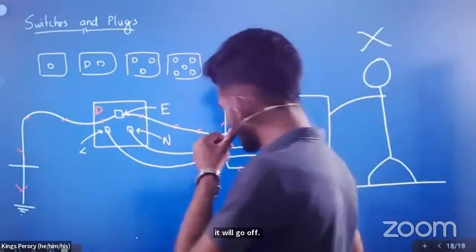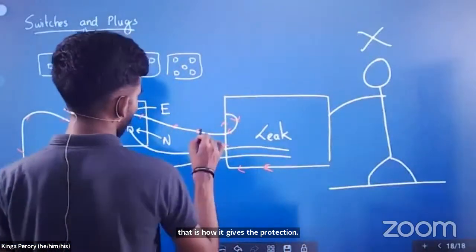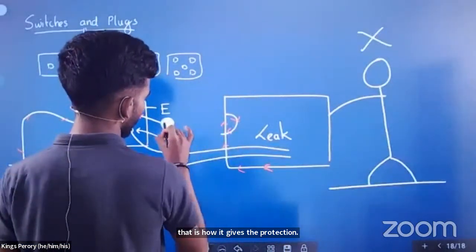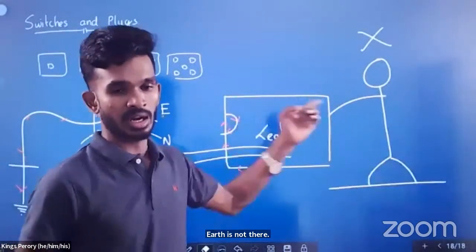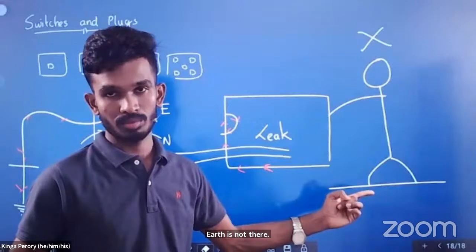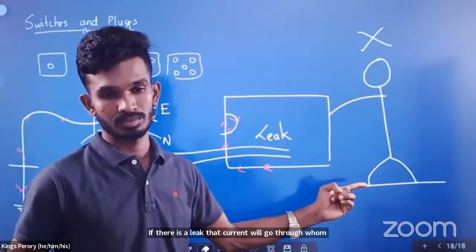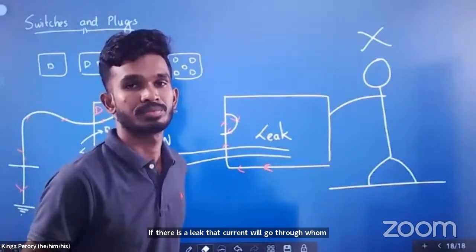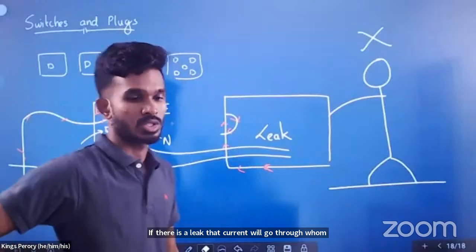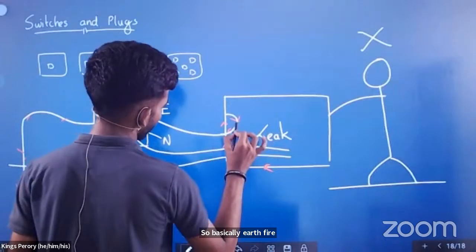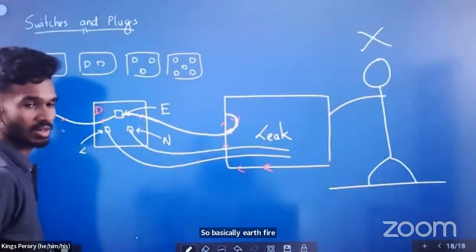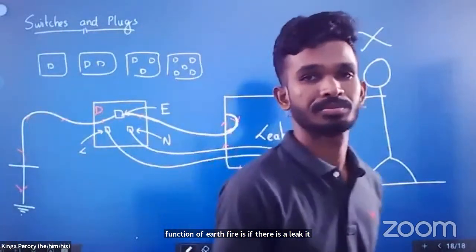Now just imagine if the earth wire is not there. If there is a leak, that current will go through whom? Our body. Then you get the shock. So basically, the function of the earth wire is, if there is a leak, to send the current to the earth. That's the function.